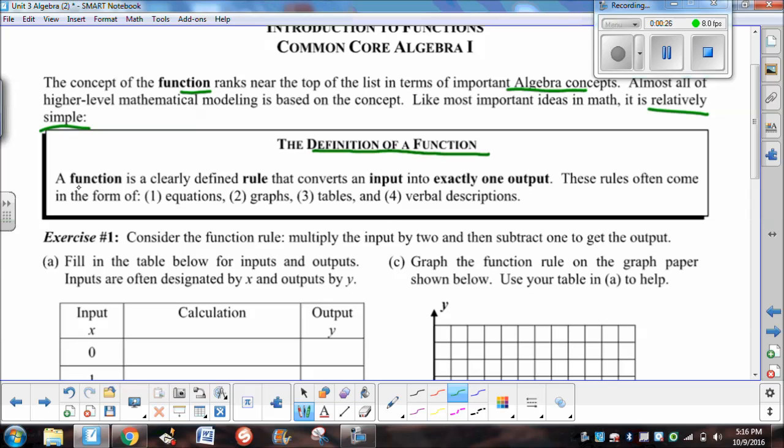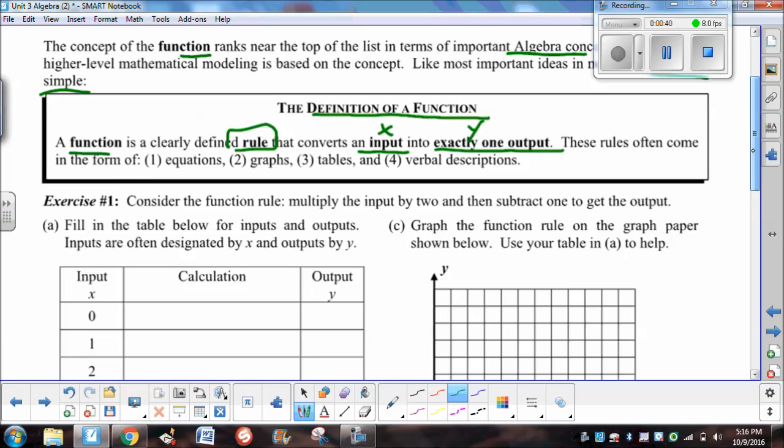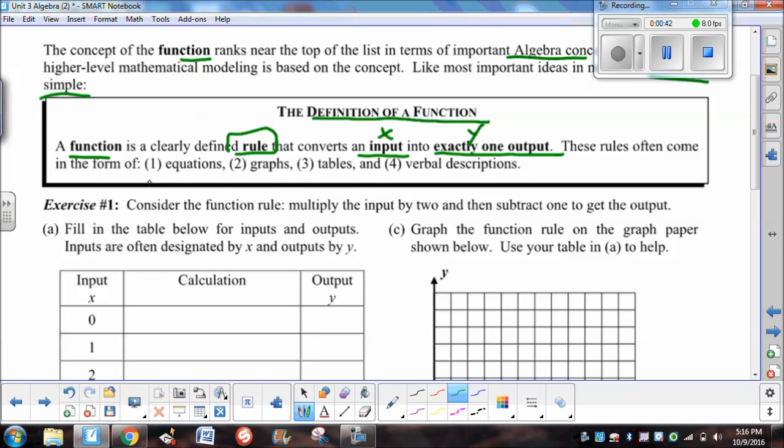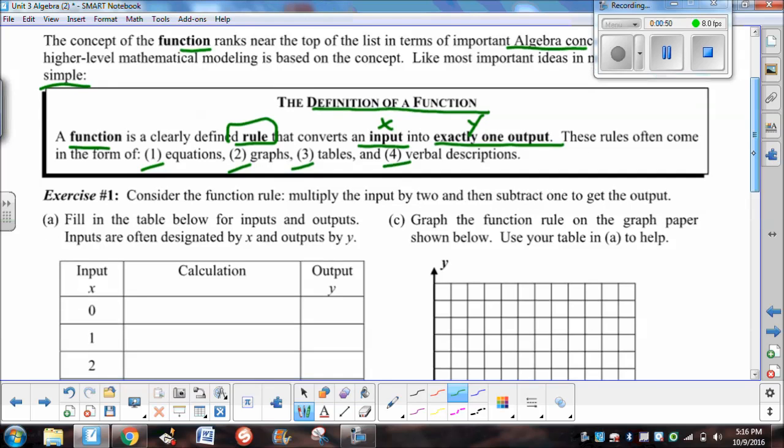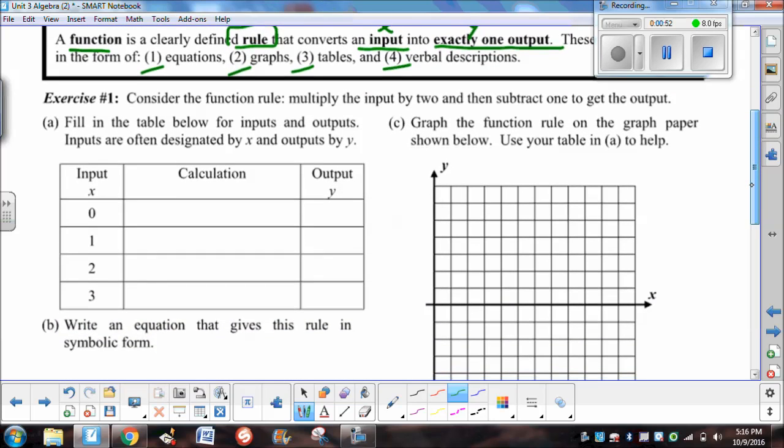So here's our biggie. A function is a clearly defined rule that converts an input into exactly one output. And many times our inputs are our x's, and our outputs are our y's. So we deal with the x's and the y's. These rules often come in one of four forms. They could be an equation, you could see a graph, a table, or a verbal expression. And we're going to see all four of those in this lesson.